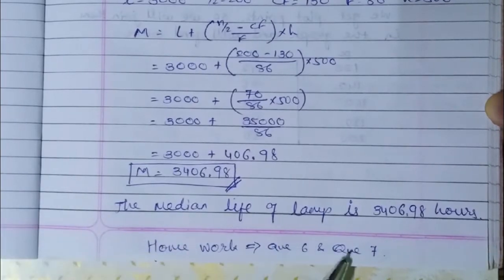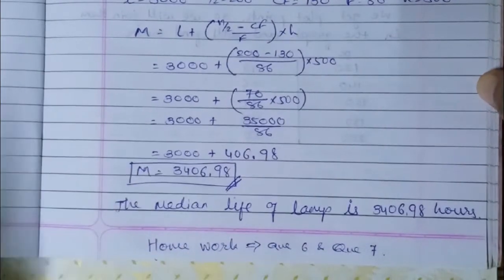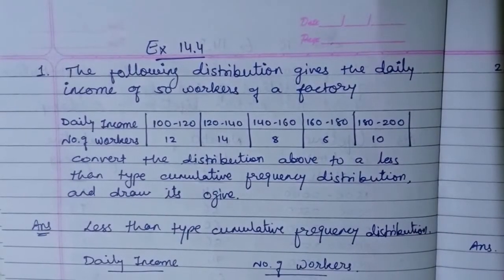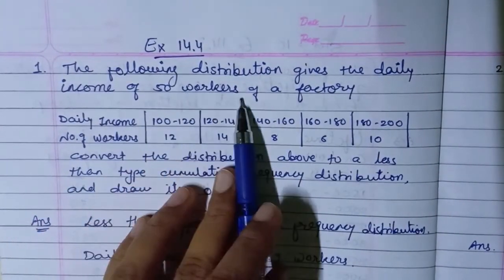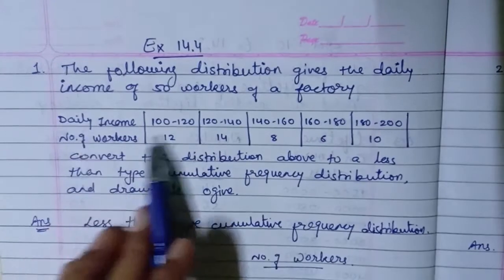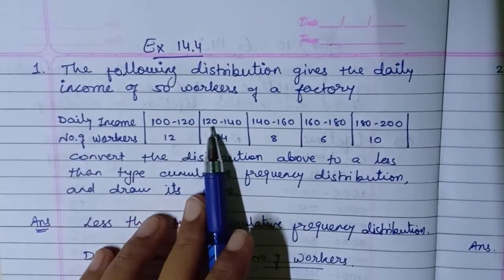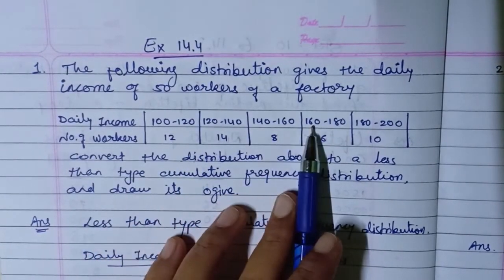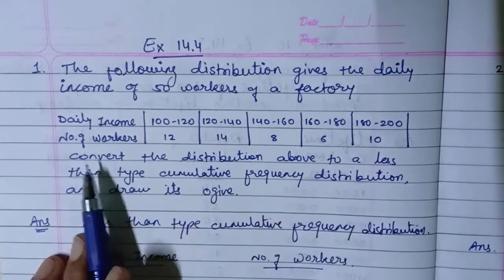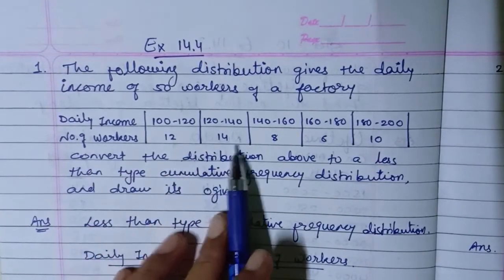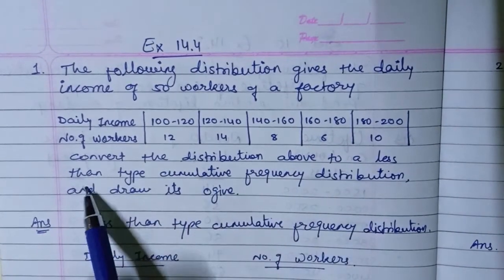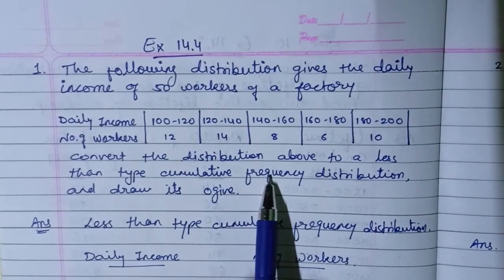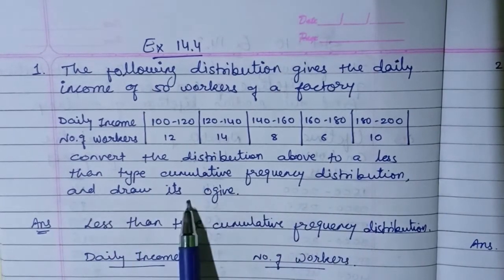So question number 6 and question number 7 you have to do it yourself. Now exercise number 14.4. Question number 1. The following distribution gives the daily income of 50 workers of a factory. Daily income 100 to 120, 120 to 140, 140 to 160, 160 to 180, 180 to 200. Number of workers 12, 14, 8, 6 and 10. Convert the distribution above to the less than type of cumulative frequency distribution and draw its ogive.